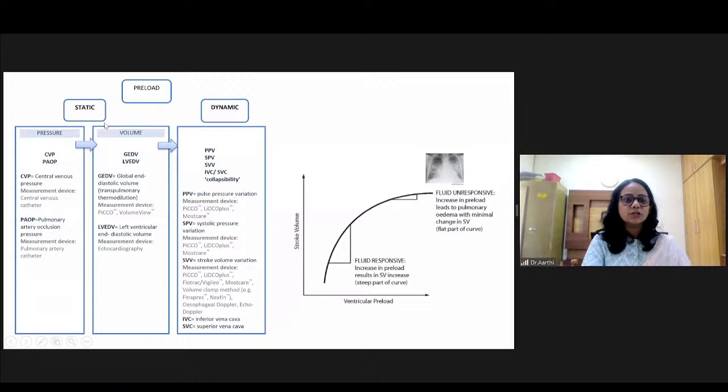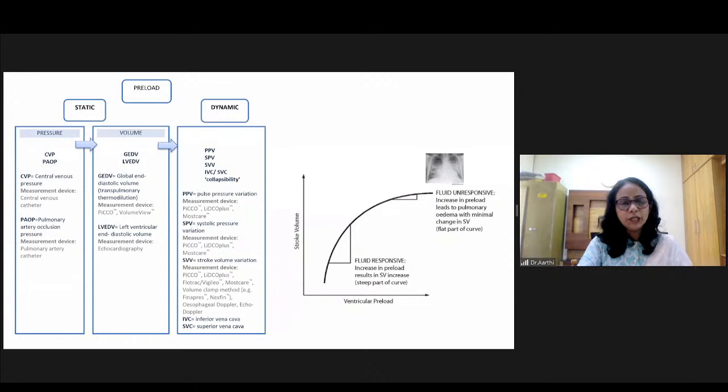So then come your dynamic parameters. The static parameters also include global end diastolic volume and left ventricular end diastolic volume. So these are all the measures used to assess the static pressures. Now coming to dynamic hemodynamic monitors: the pulse pressure variation, the systolic pressure variation and the stroke volume variation. These three variations rely on the heart-lung interaction of positive pressure ventilated patients and assess preload responsiveness. And there are certain checklist criteria under which these parameters reliably predict the preload and also the fluid responsiveness of the patient. So we need to understand in which patients these monitors can be utilized.